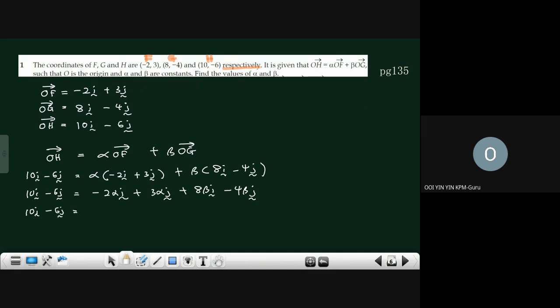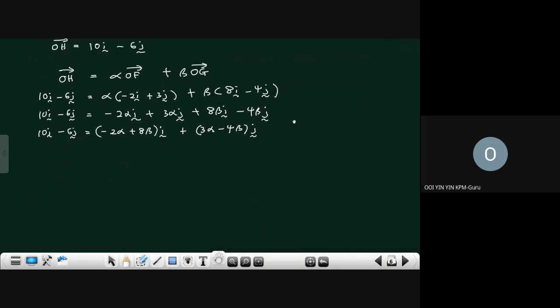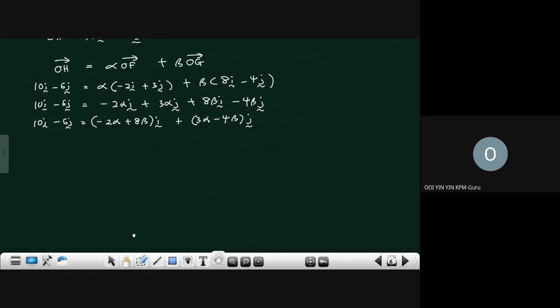Okay, that is your i and j terms grouped together. You get negative 2 alpha plus 8 beta. Okay, and then this all is your i vector. Then plus the other one is your 3 alpha minus 4 beta. These two is vector j. Then can you guess what to do?